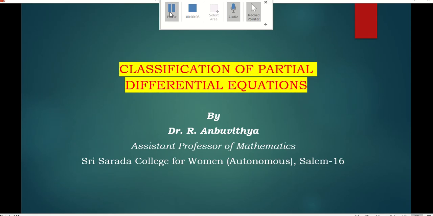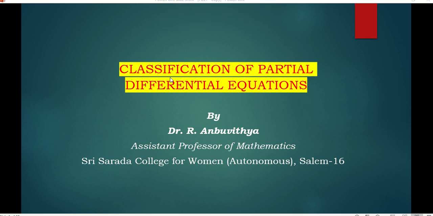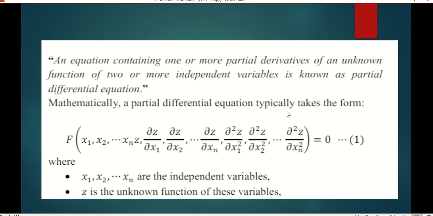Hello everyone. In this video, we will see about the classification of partial differential equations. Before going to see about the classification, first we see about the definition of partial differential equation. So, an equation which contains two or more independent variables is generally known as the partial differential equation.